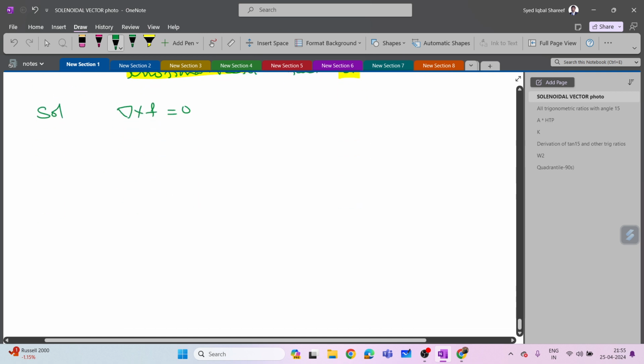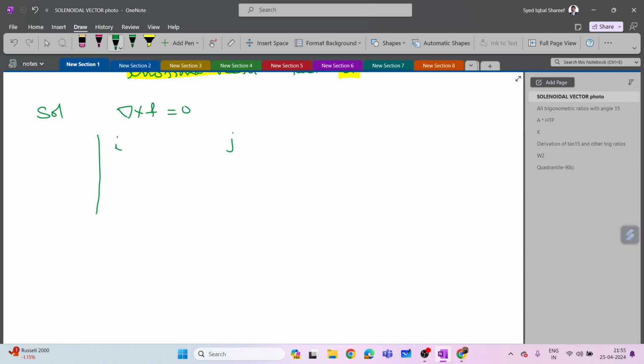What we have to do? This is i, j, k. This is equal to 0. First, we have to write the i, j, k. Second, the partial derivative operator: dou by dou x, dou by dou y, dou by dou z. Then the given function. What is our given function?